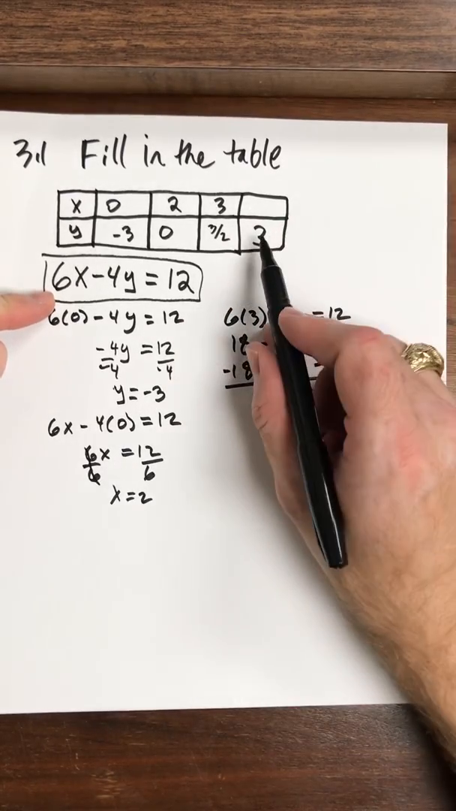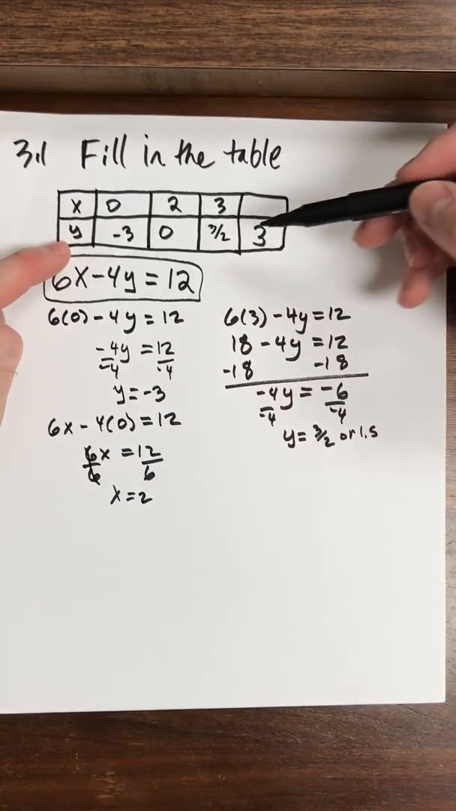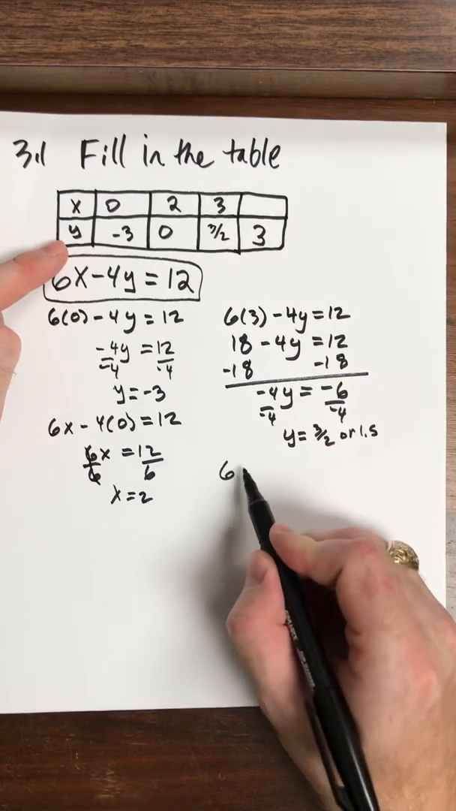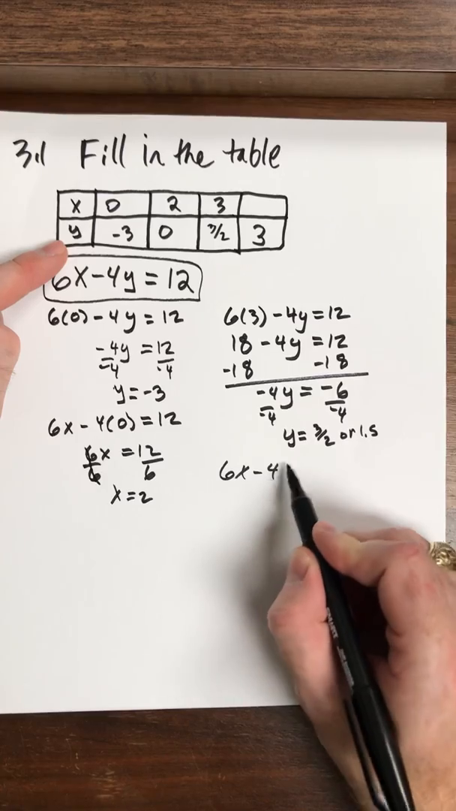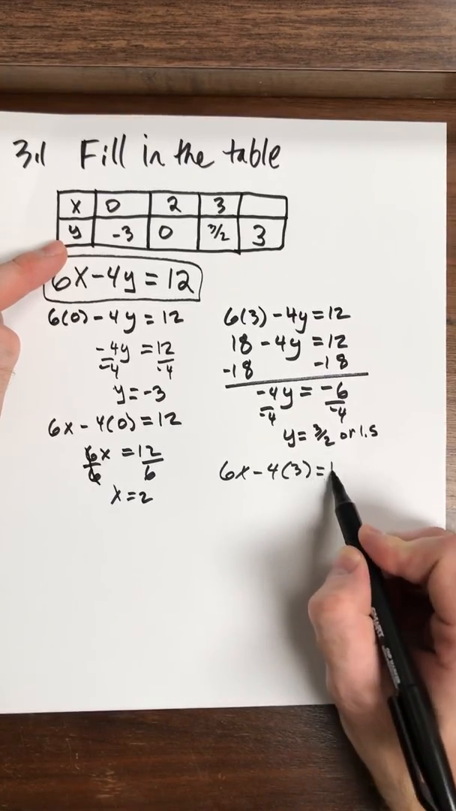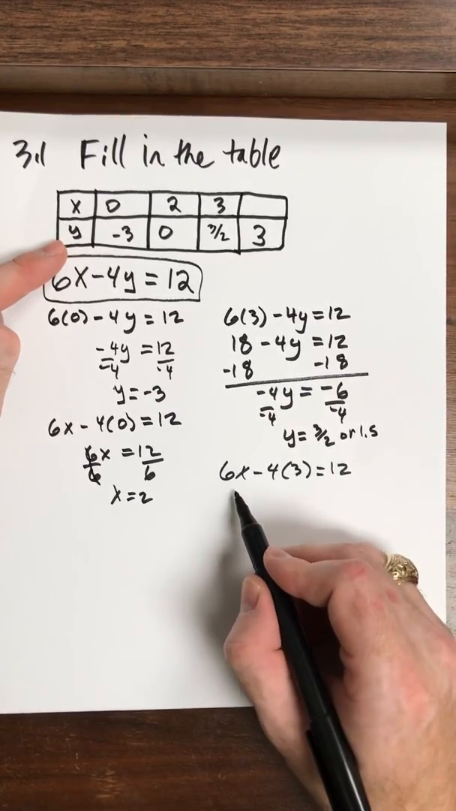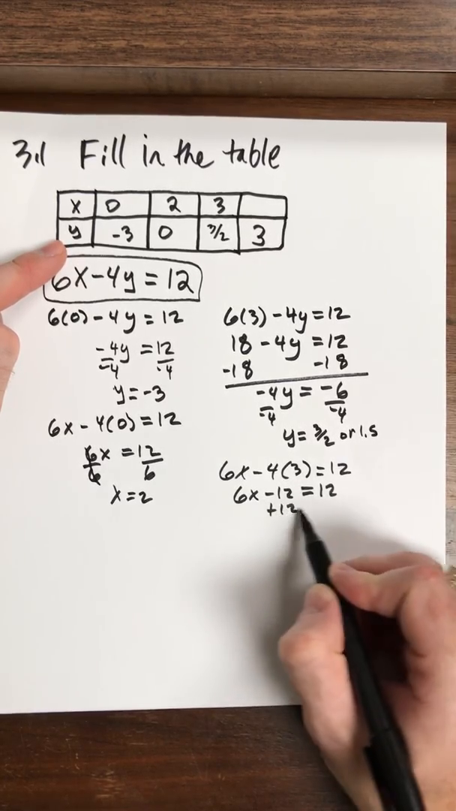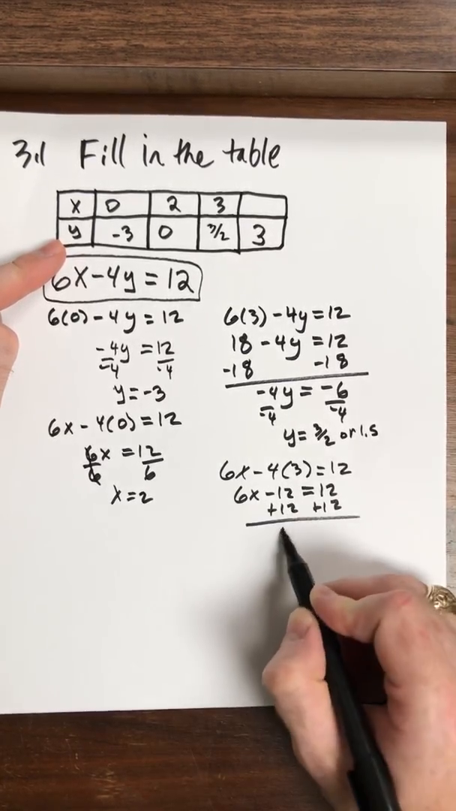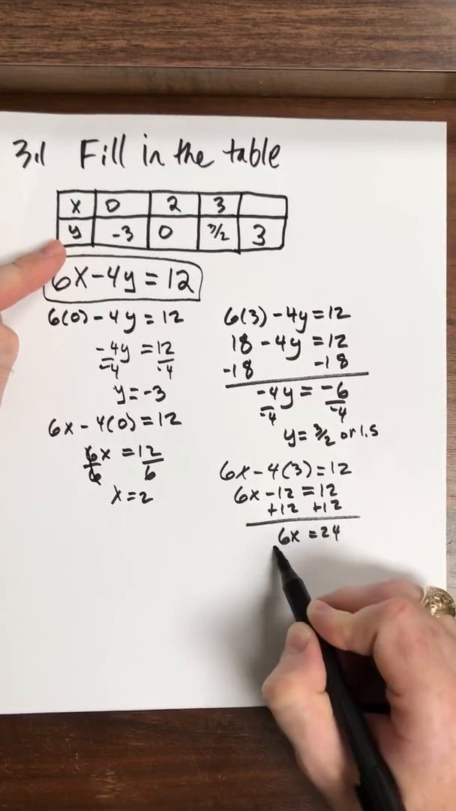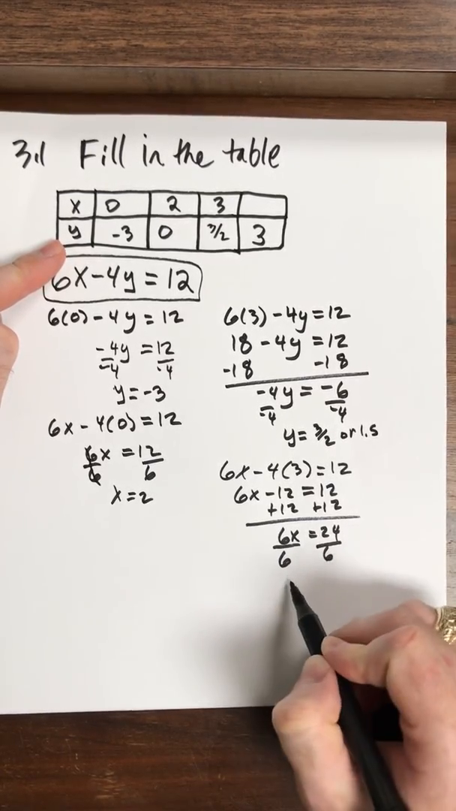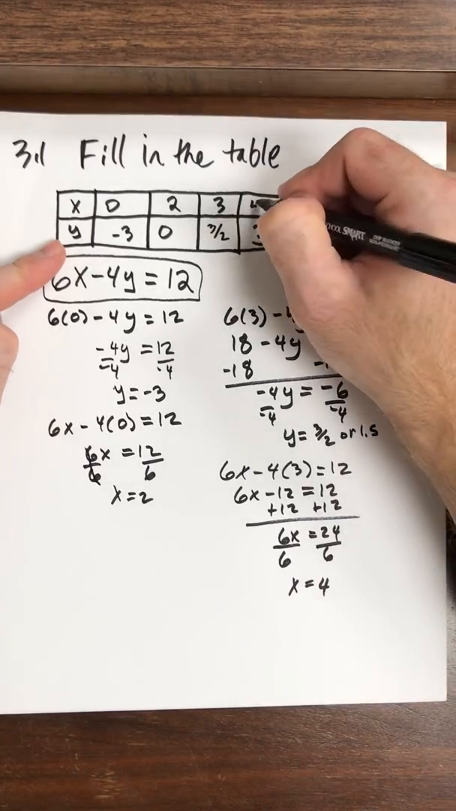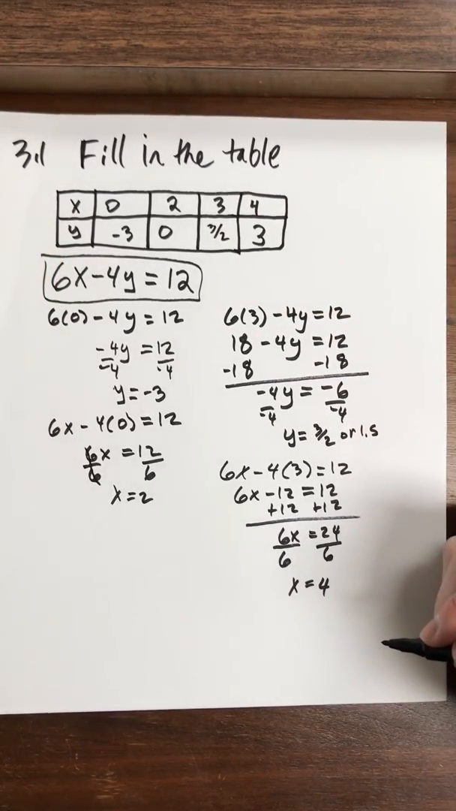For this one here, I take y equal to 3, and I plug that into my equation right here, and I have 6x minus 4 times 3 equals 12. So I have 6x minus 12 equals 12. If I add 12 to both sides, I've got 6x equals 24, and I divide by 6, I've got x equals 4. So I put a 4 right there.